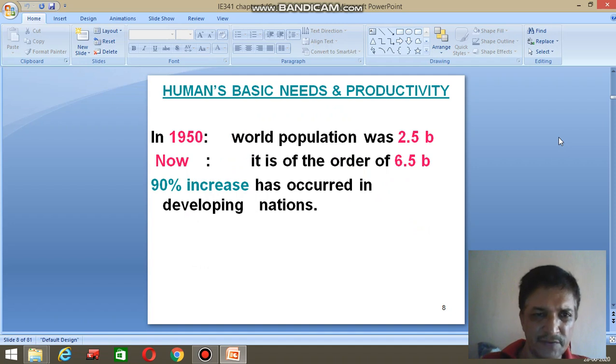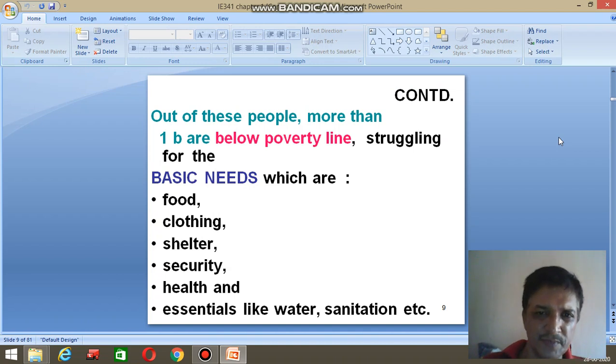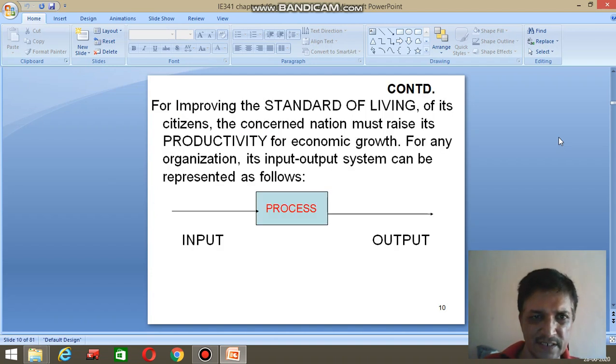Work study and productivity. Now in 1950 the world population was 2.5 billion and now it is almost 6.5 billion. So almost a 90% increase has been there. Out of these people, more than 1 million below the poverty line are struggling for the basic needs, which are food, clothing, shelter, security, health, and essentials like water, sanitation, etc. For improving the standard of living of citizens, the concerned nation must raise its productivity for economic growth.